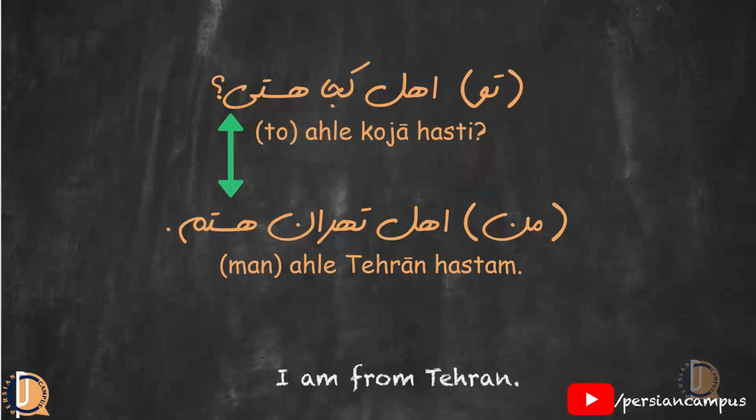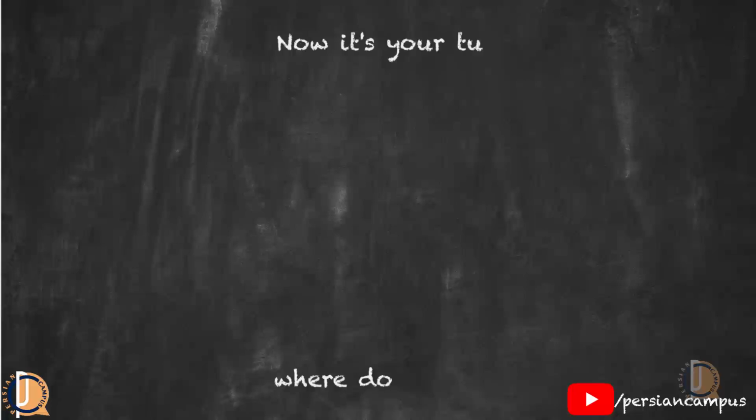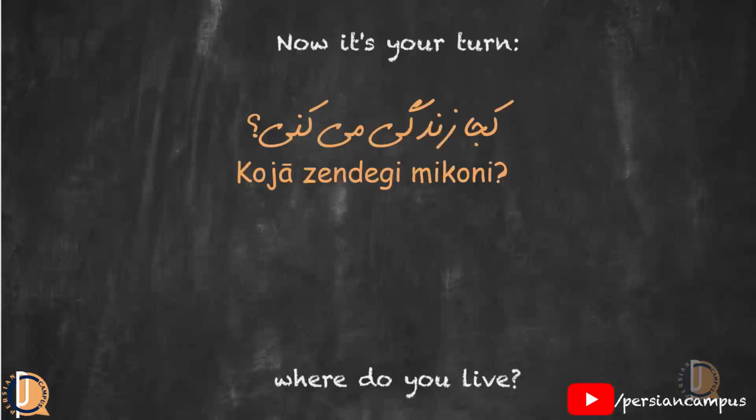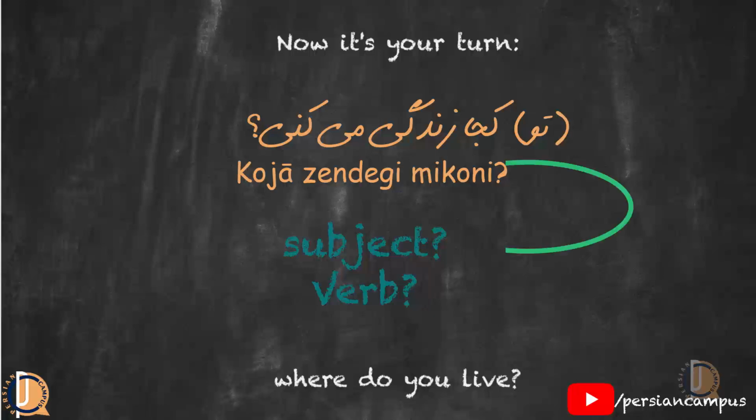Now, it's your turn to analyze. کجا زندگی میکنی؟ Where is the verb and what's the subject? Yes, the hidden to is the subject, which I can understand from the conjugated verb زندگی میکنی. And زندگی میکنی is the verb at the final position.